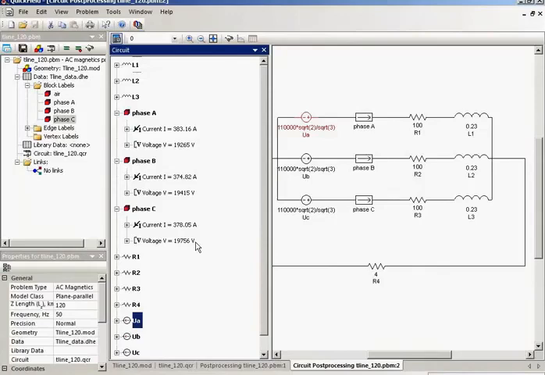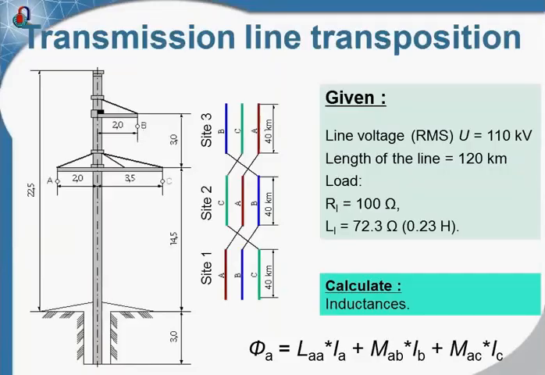What is done in practice? In practice, you have the transposition. After some distance, the conductors change place so that the overall inductance of each conductor is the same. Let's simulate the transposition in QuickField.